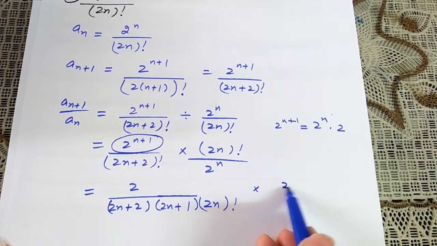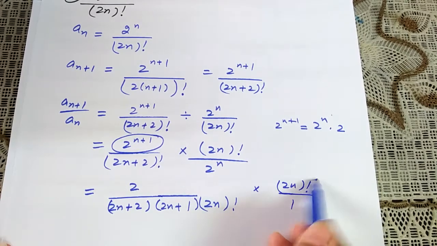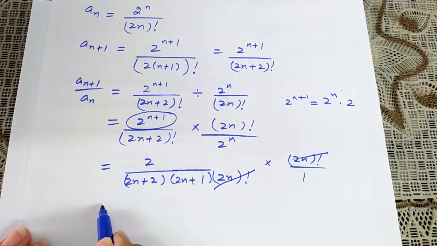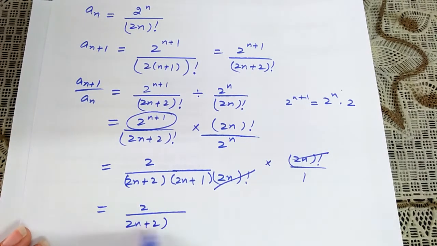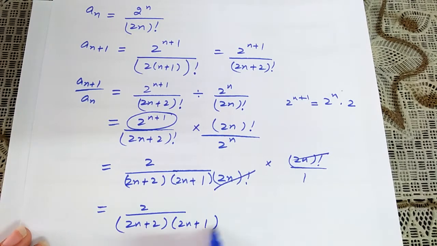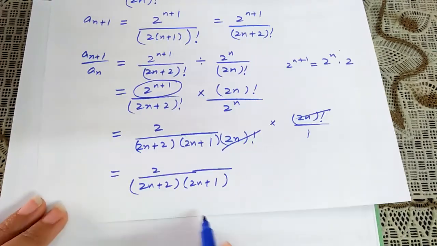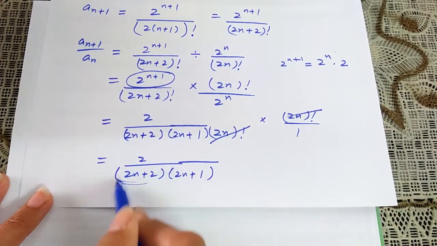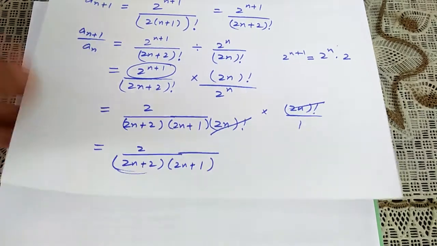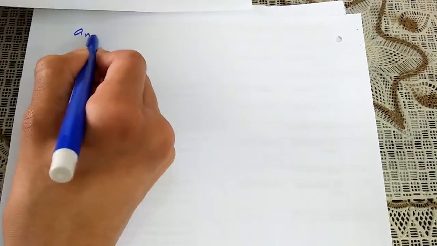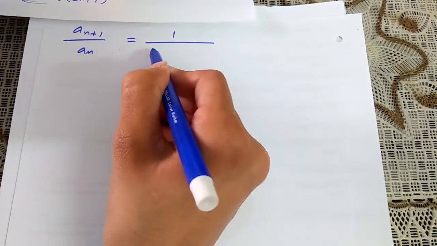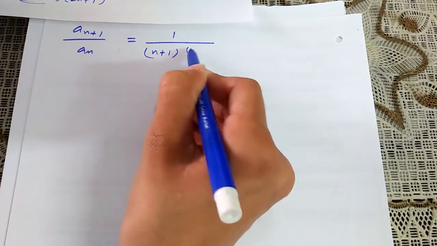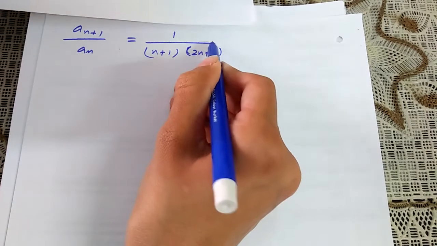And here I have 2n factorial over 1. This will be cancelled. So I will be left with 2 over 2n plus 2 into 2n plus 1, like this. Now I can take 2 out as common here. So I will get an plus 1 over an equals 1 over n plus 1 into 2n plus 1.